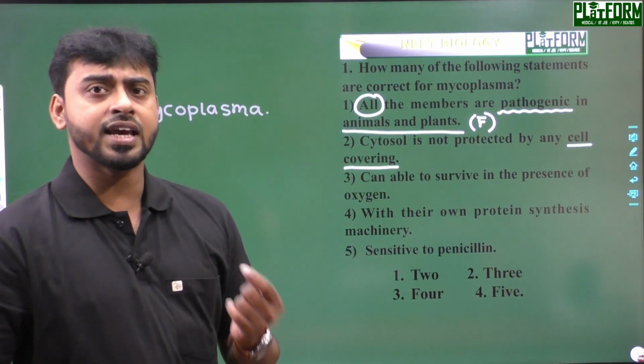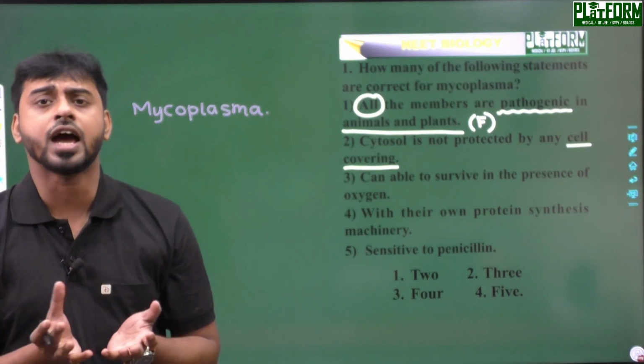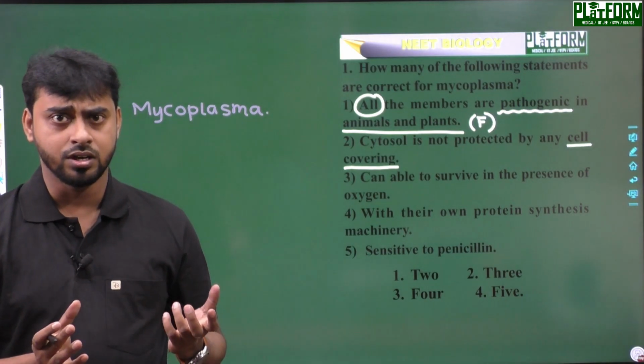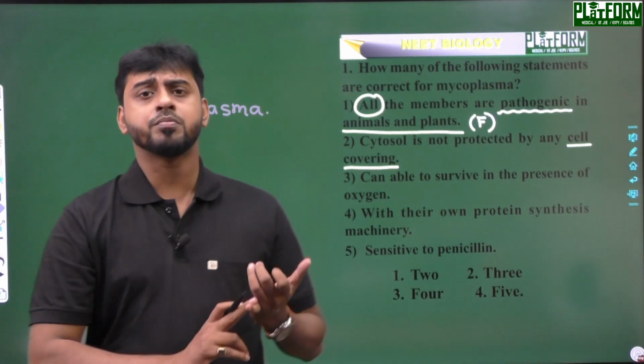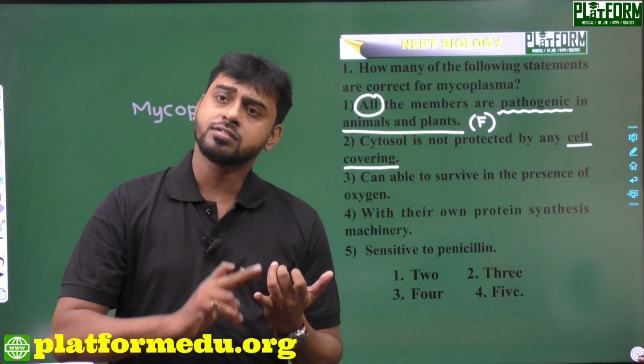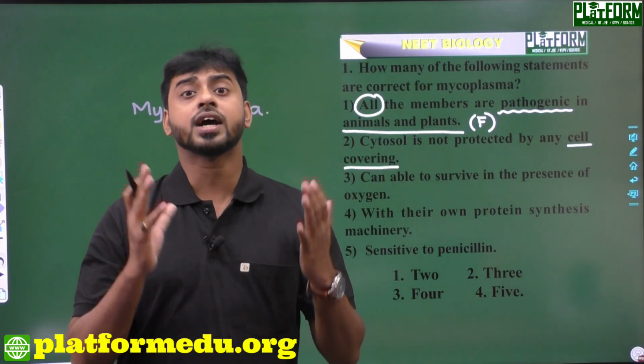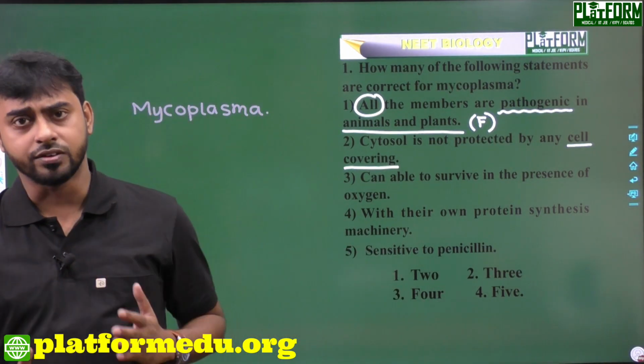What do you mean by the cell covering? The cell covering means something which covers the cytoplasm. It includes the plasma membrane. The plasma membrane is a cell covering. It includes the cell wall. The cell wall is a cell covering. It also includes the capsule, which is also a cell covering.